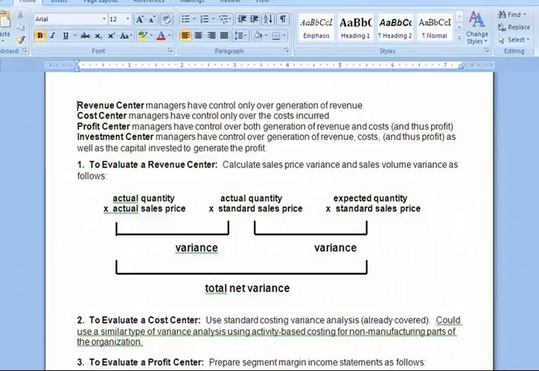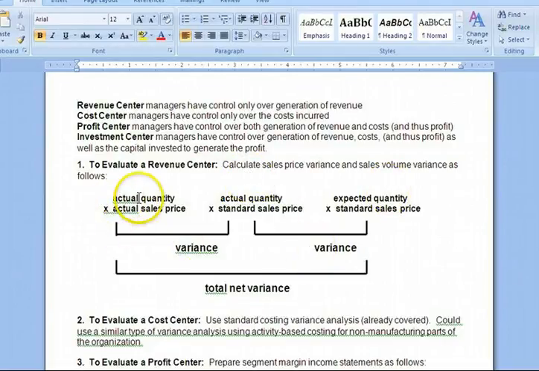So for example, if you're in sales and all you're responsible for is bringing in revenue, you might have a budget of costs, but that really isn't the main thing that we evaluate you on an annual basis. To evaluate you as a revenue center, where you're basically in charge of bringing in sales and revenues, we would calculate a sales price variance and a sales volume variance as follows.